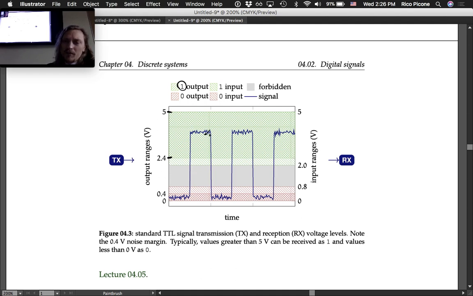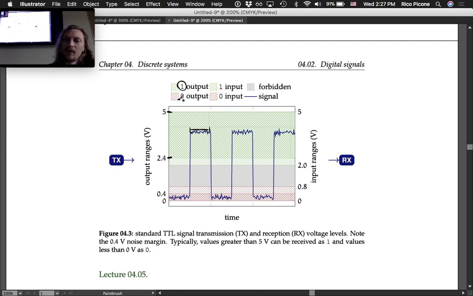So this signal, this blue line here, that's noisy. In this region here, it's clearly true, right? It's 1. So transmitting as a 1, that meets the standard just fine.